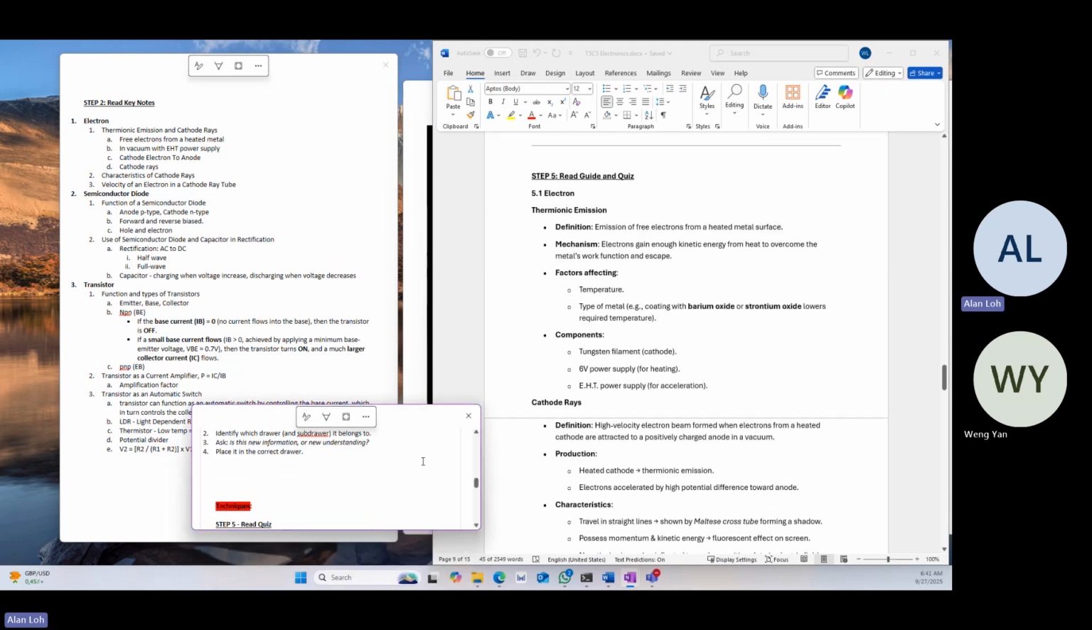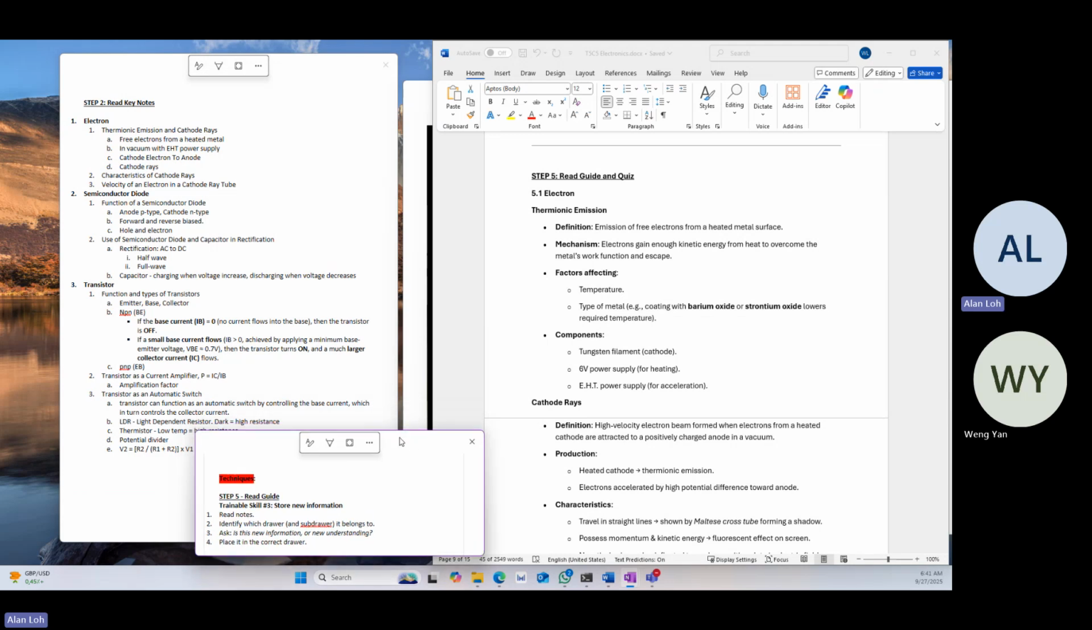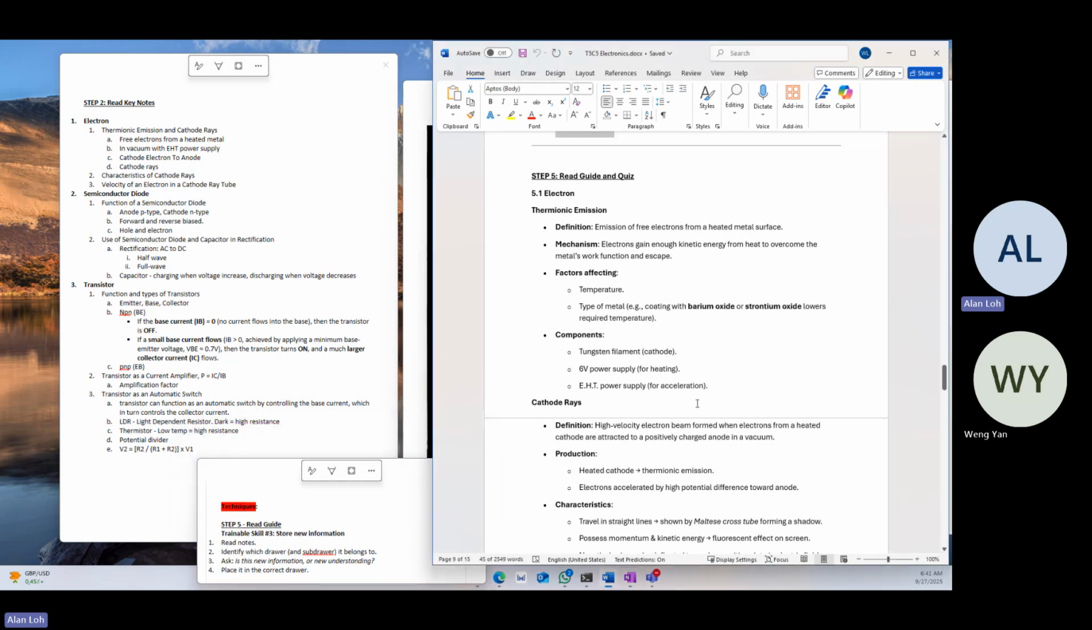And how do you read step number 5? It is similar, where you have to read the notes, then you identify which drawer, whether there's a new understanding or information, you put it to your right drawer. So let's start from here.